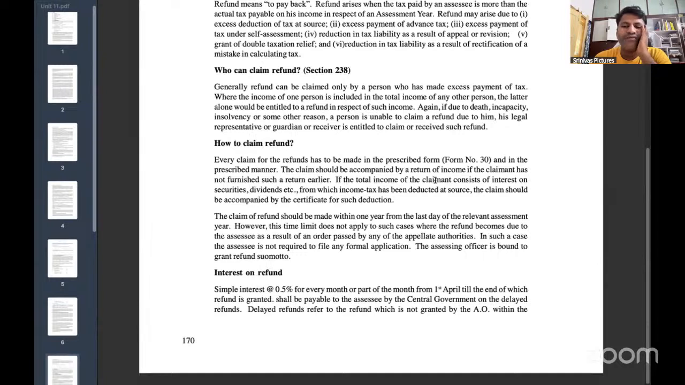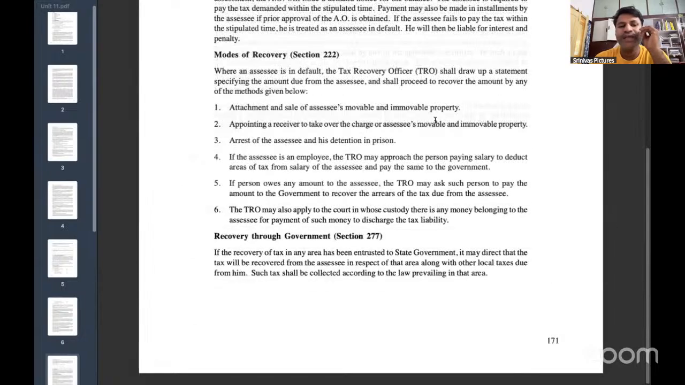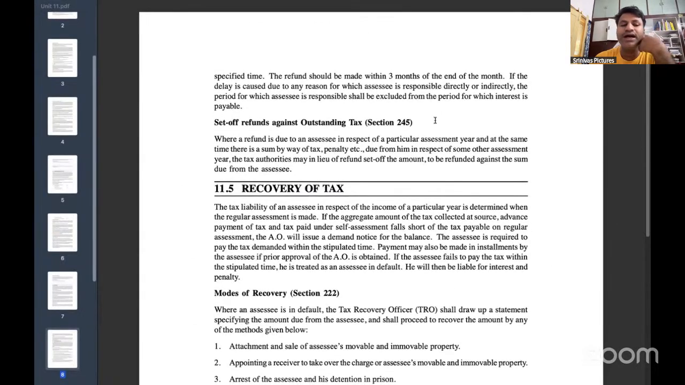If the total income of the claimant consists of interest on securities or dividend, the income tax applies. Interest on refund: simple interest at 0.5% every month, for part of a month, from 1 April until the refund is granted, is payable to the assessee by the central government for delayed refund. So the excess tax we paid, that amount you are also able to receive. When the government is not able to pay within time, from April of the next assessment year onwards, 5% interest they are going to pay to the assessee.